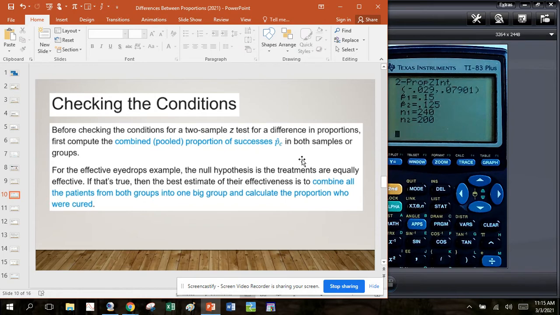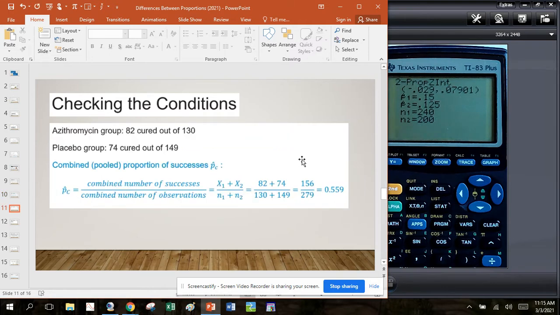So again, let me be clear. You always, always, always do this when you're testing the differences between two proportions. Not for the confidence interval, not for any means, just for this specific test. So let me show you how to do that. For the azithromycin group, we had 82 cured out of 130. The placebo was 74 out of 149. So when we talk about combining the proportions, we basically combine the number of successes and then combine the number of observations and then divide, and we get this combined proportion of 0.559.